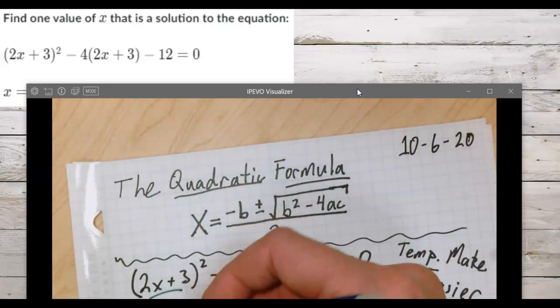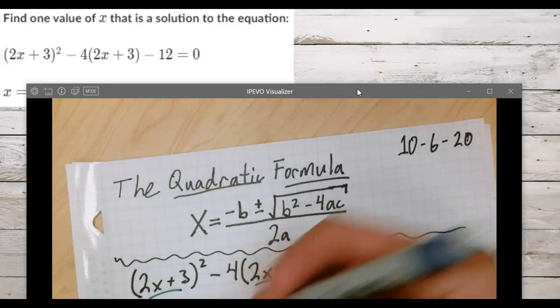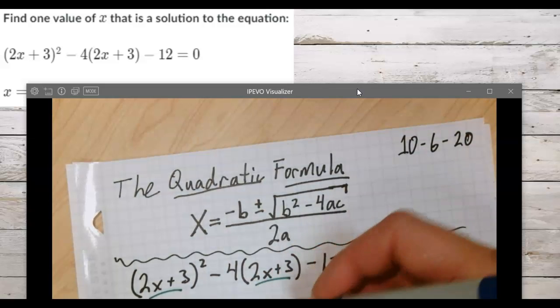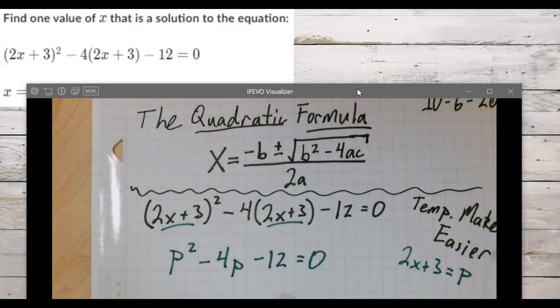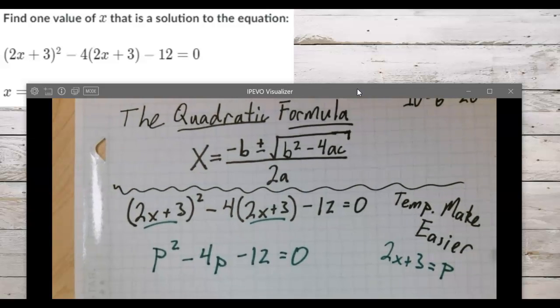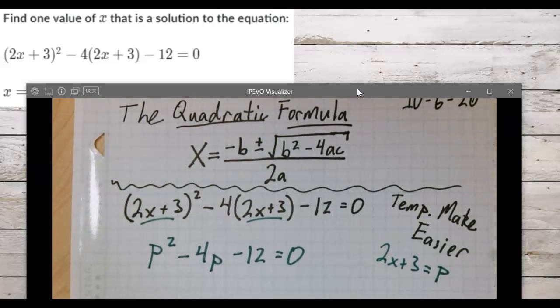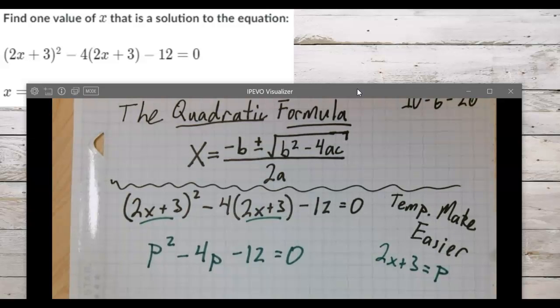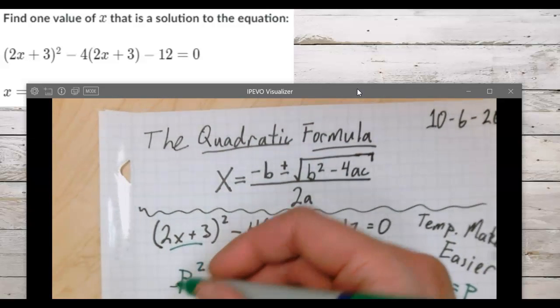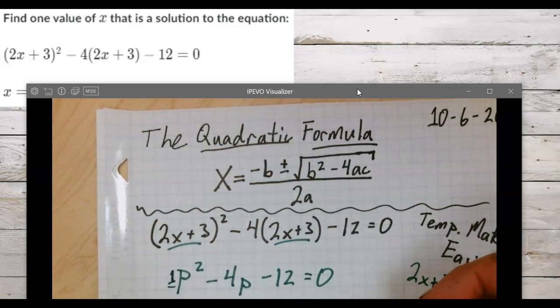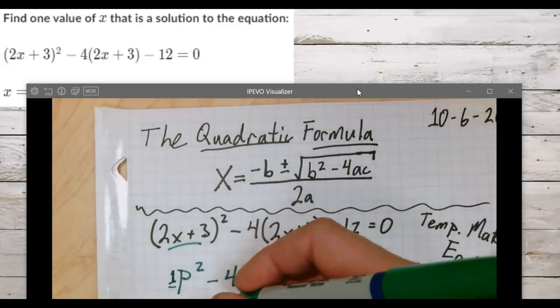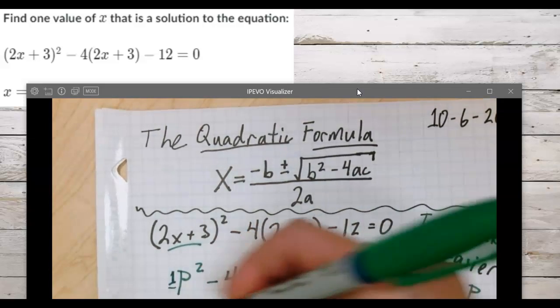So P squared minus 4P minus 12 equals 0. That looks a lot simpler, right? Immediately, that just feels better. Now when I think about factoring this trinomial, guys, if I'm writing and you can't see me, just tell me to move my paper. There's a leading coefficient of 1, so I'm thinking it might factor easily enough.